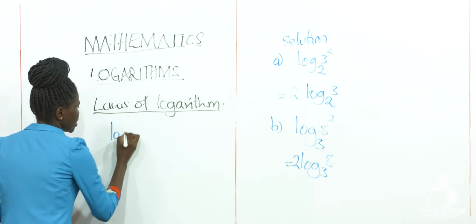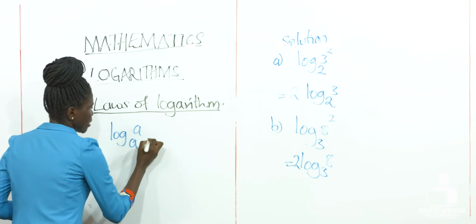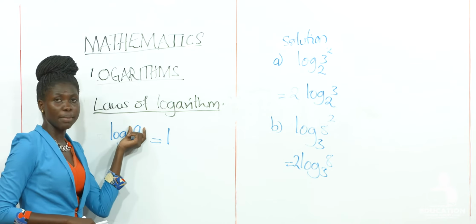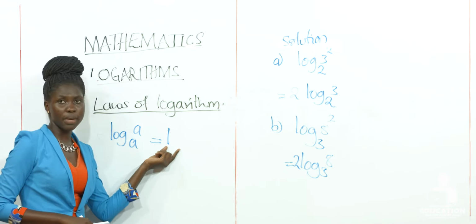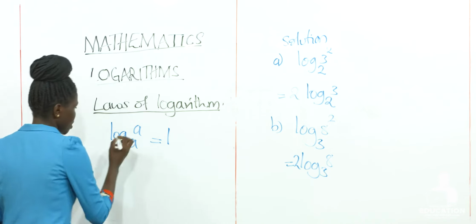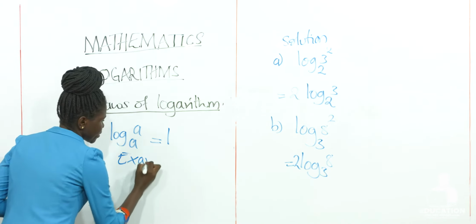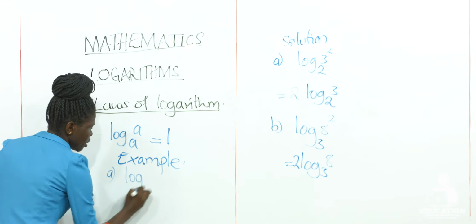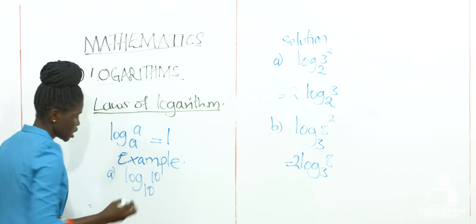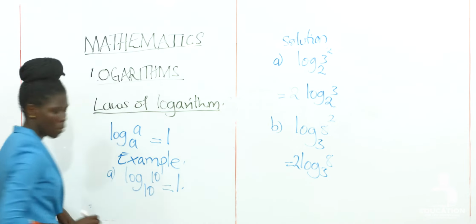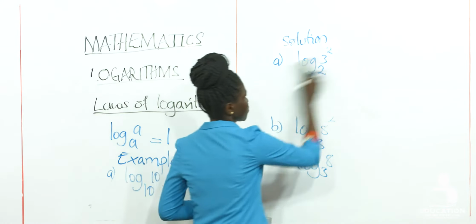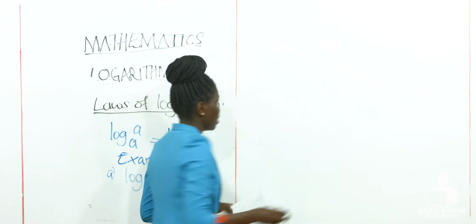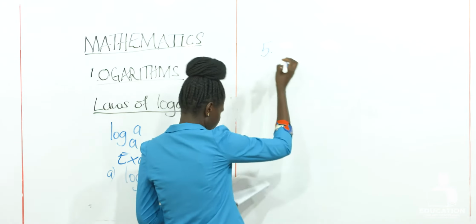Our next law says when given log a, your answer should be 1. When the number and the base being given are the same, your answer should always be 1. So let's have an example. For example, if we have a number like, our example A, if you are given log 10, your answer should be 1. Let's go to the next one, which is number 5.